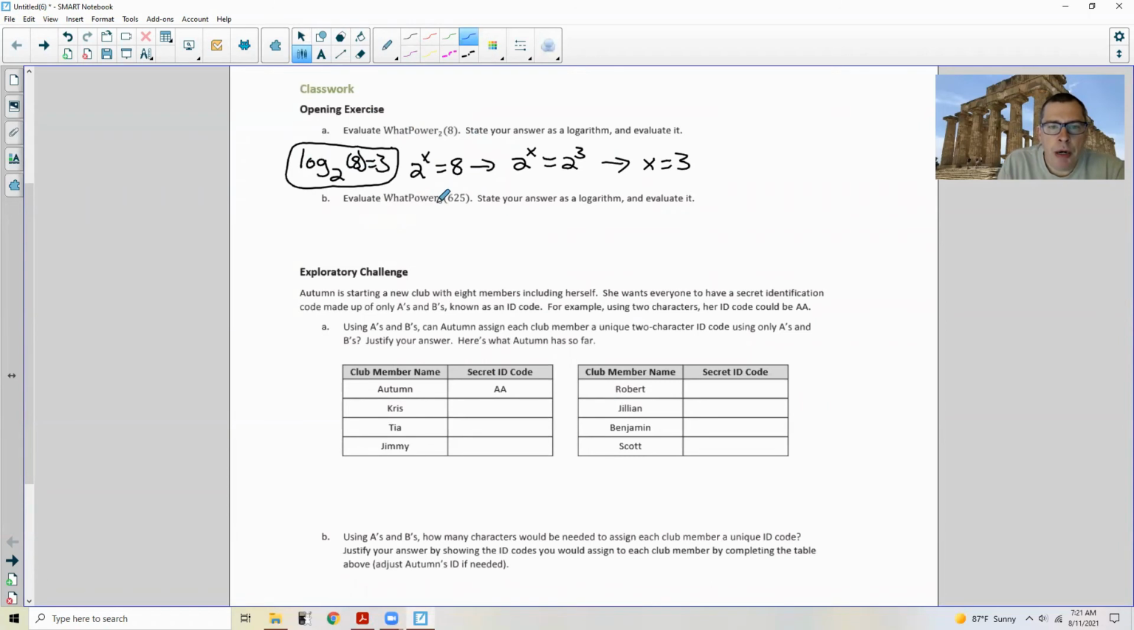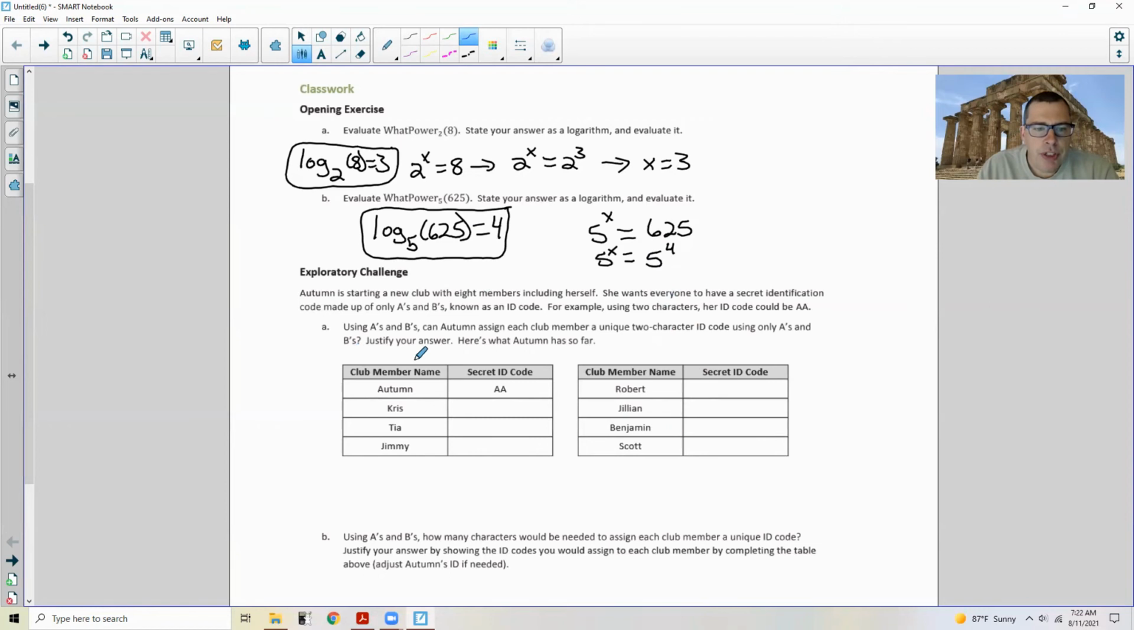So evaluate what power of base 5 gives you 625. So you would say the log base 5 of 625 equals. And in order to solve this, you say 5 to some power equals 625. 5 to some power equals 5 to the power of what? Well, 5 times 5 is 25. And 25 times 5 is 125. And 125 times 5 is 625. So that's a power of 4. So x equals 4. So the log base 5 of 625 equals 4.